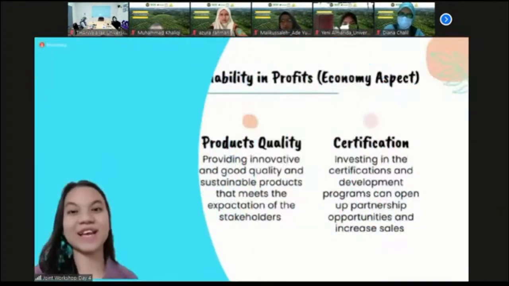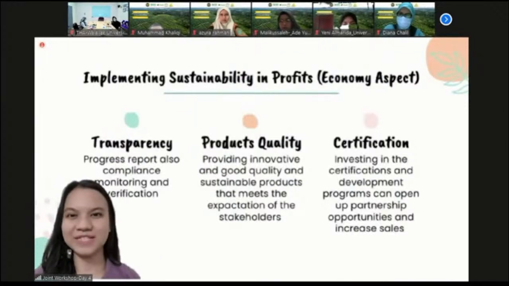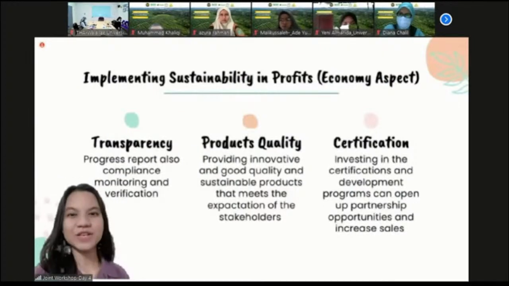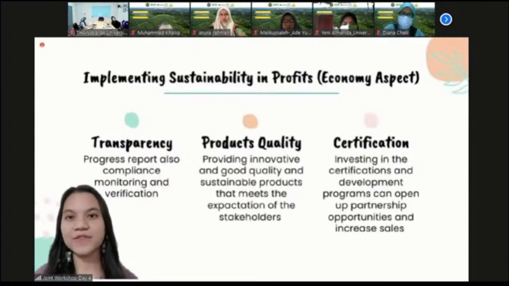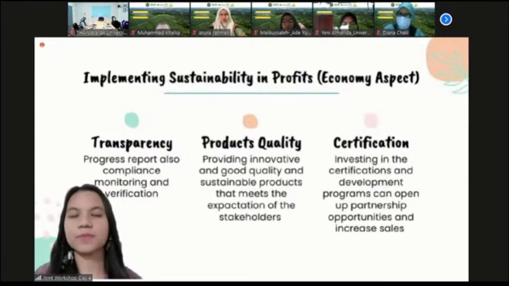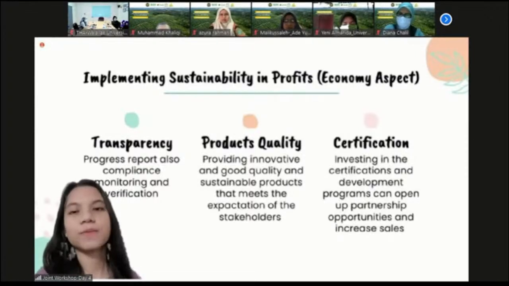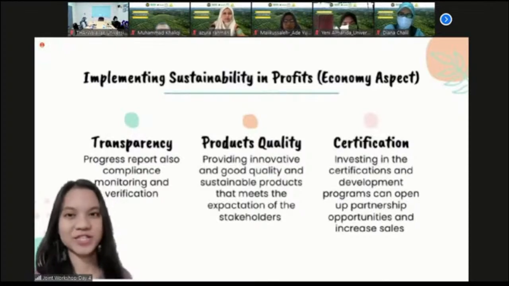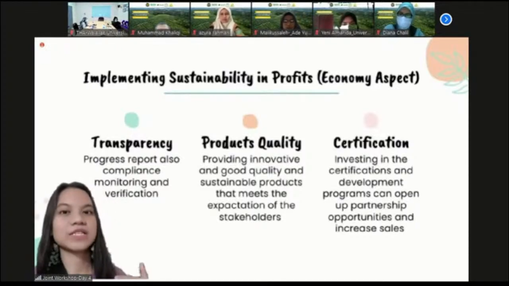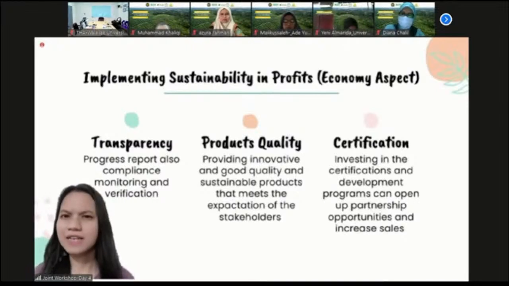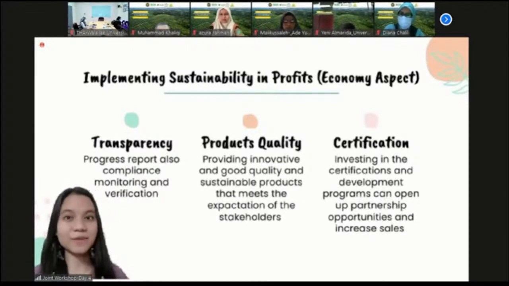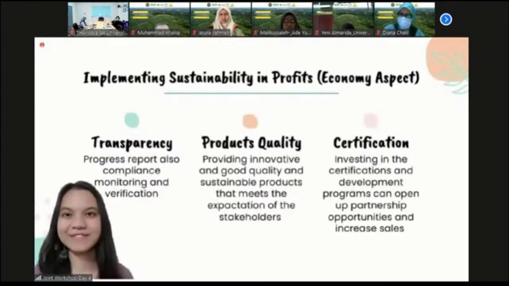And now we arrive at the economy aspect, or the profitability of this industry. First things first is transparency. The transparency of this industry can be shown by progress reports and also compliance monitoring and verification. Next is about product quality. In order to achieve sustainability, this industry should provide innovative and good quality products, or sustainable products, that meet the expectations of the stakeholders.